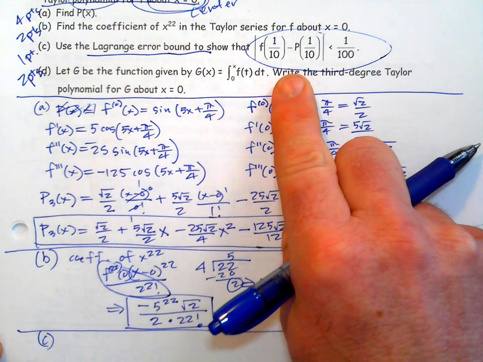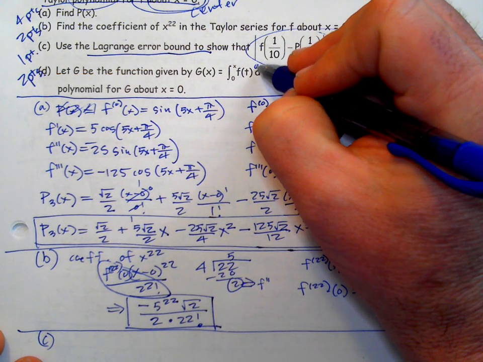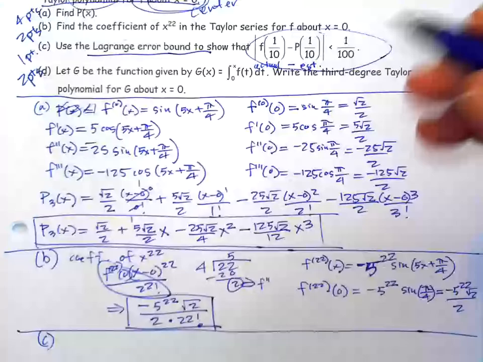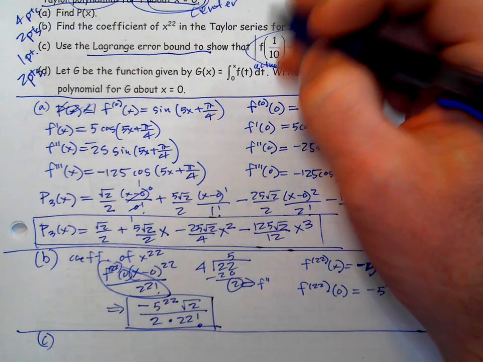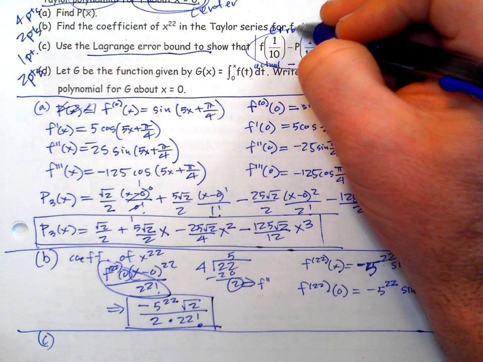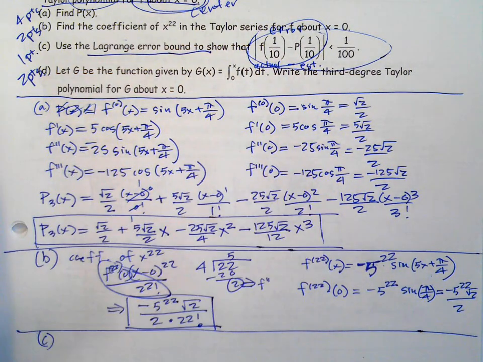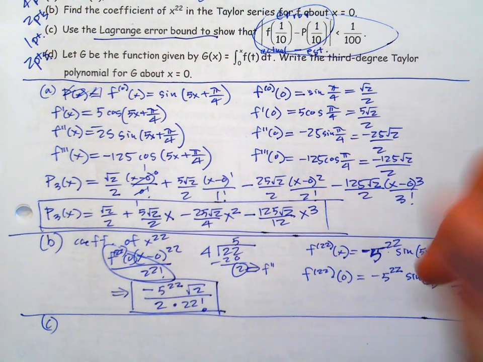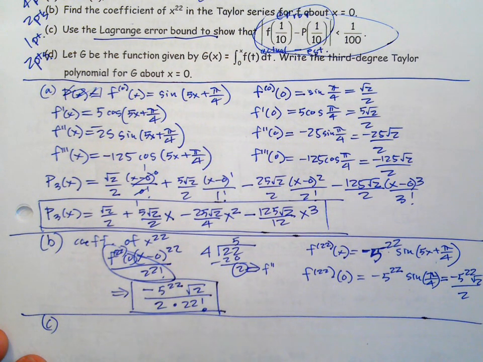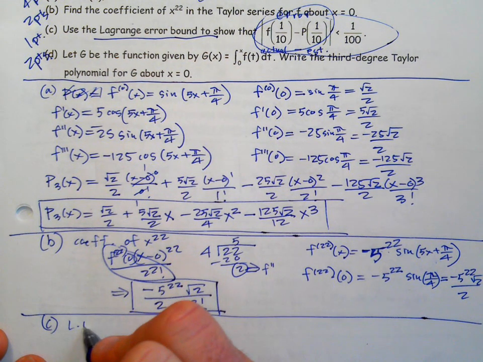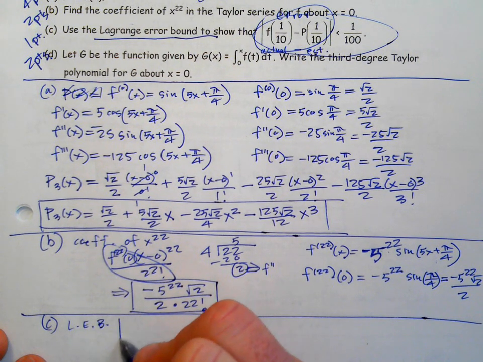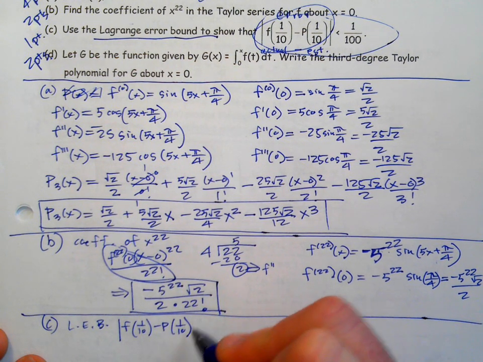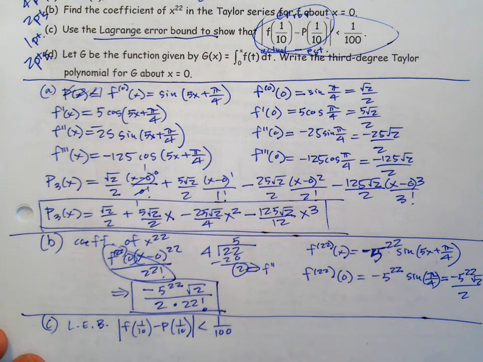You should recognize that's the error, because this is the actual function minus the estimate Taylor polynomial. The actual minus the estimate, the difference, is the error, absolute value. This represents error. So if you see that without them even saying error, you need to be like, oh, that's error. Now they're saying to show that it's less than 1 over 100. It sounds like they're telling us the answer and we need to figure it out. So we're trying to use the Lagrange error bound, and we're trying to show that f of 1/10 minus p at 1/10 is going to be less than 1 over 100.